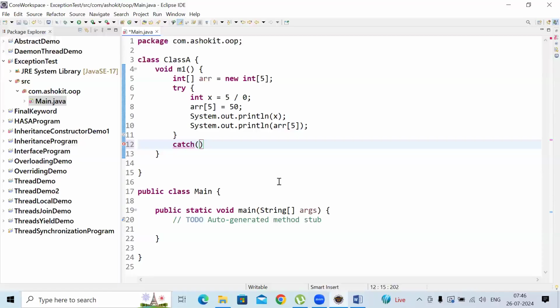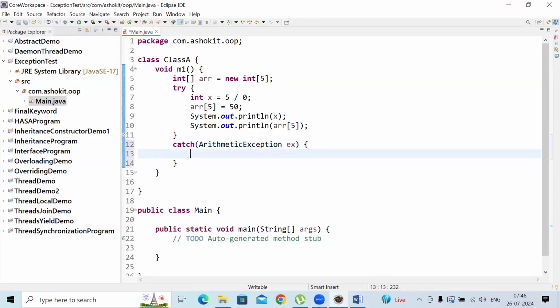Let's see. I'm writing the catch block. What exception am I writing? Arithmetic exception EX. Observe here. System.out.println. I am in the arithmetic exception catch block. I'm just writing this just to see which exception catch block is executed.